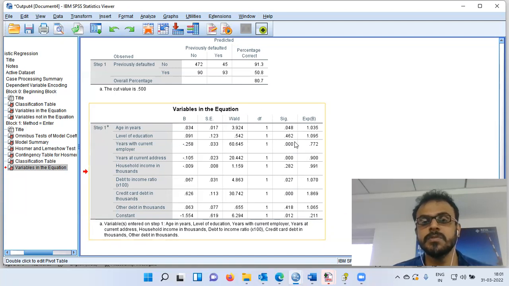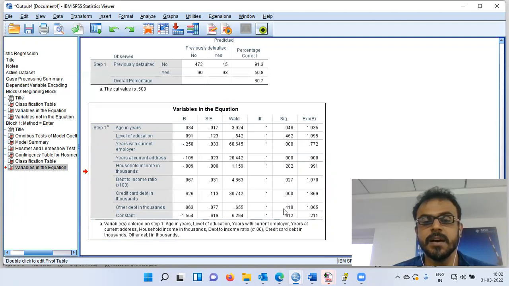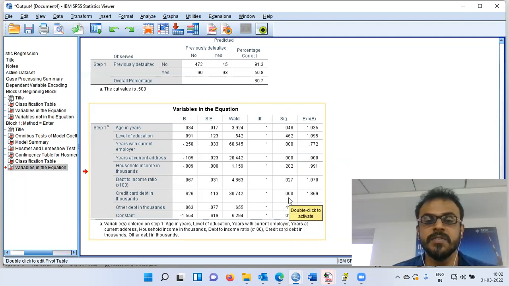All the other variables you can see here, the p-value is less than 0.05. For example, age, the p-value is less than 0.05. Years with current employer, years at the current address. Then you can also look at debt to income ratio, credit card debt in 1,000. These are variables wherein the p-value is less than 0.05.